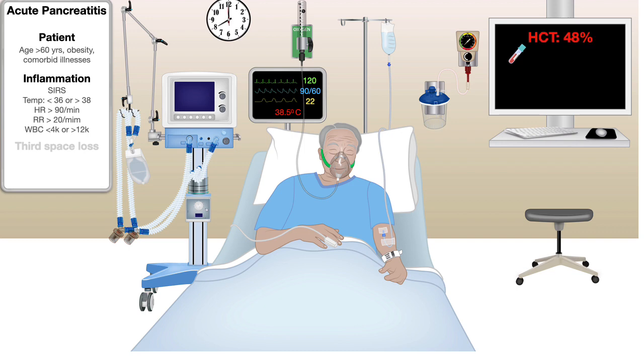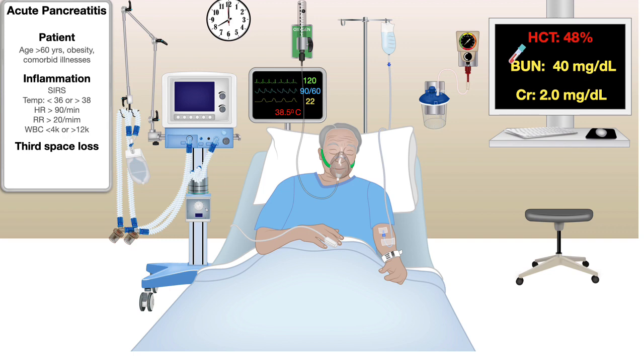You also notice that the labs show a hematocrit of 48%, which is elevated, a BUN of 40 milligrams per deciliter, and a creatinine of 2 milligrams per deciliter. A few months back, his labs were normal. So, what do these parameters indicate? These parameters indicate that the patient had acute pancreatitis with a lot of third space loss of fluid, resulting in decreased circulating volume and hypotension.